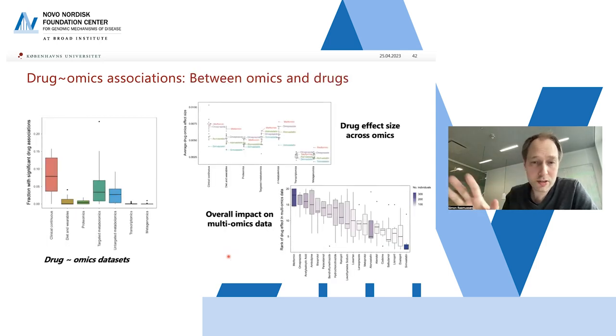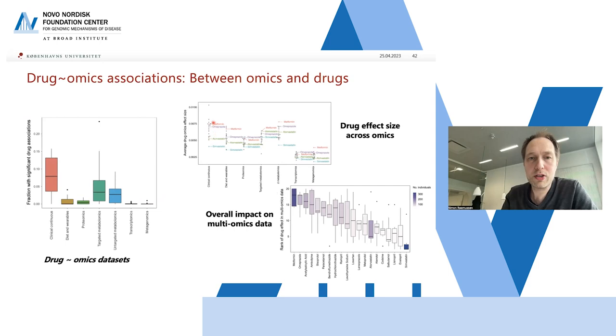We can also look across data, and I will not talk so much about that, but we can look across omics data, both in terms of how many features or how large a fraction of the data set is associated with drug changes. We see here that it's quite different between the different data sets, but there are also quite different amounts of features in the data sets.